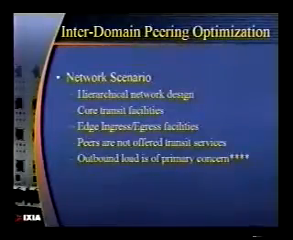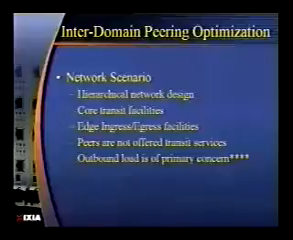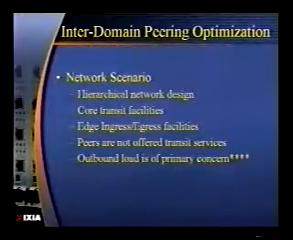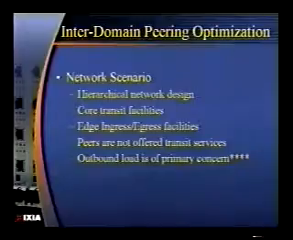A network scenario for peering optimization. I chose a very generic one, a hierarchical network design where you have core transit facilities and your on-net, off-net traffic comes in at some edge box, whether it be a peering router or a gateway router or a web hosting router or whatever it might be. Your peers are not offered transit services, and your primary concern is outbound load.